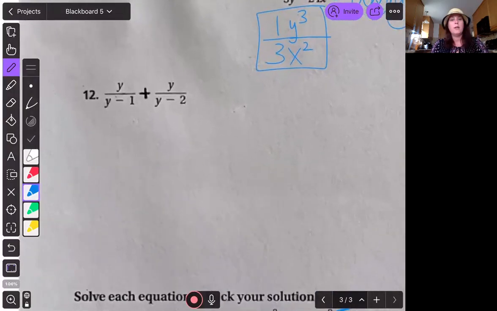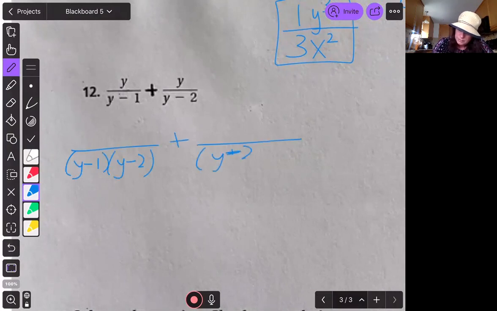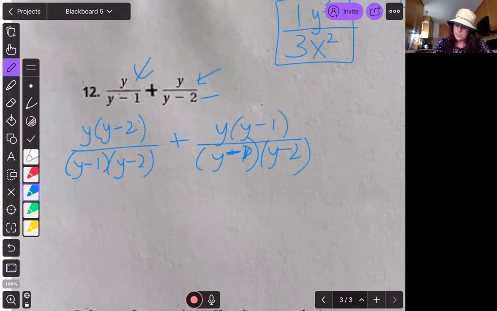Okay, so over here, we need a common denominator, and between these two, our common denominator needs a y minus 1 and a y minus 2. We need them both. If you look at the first fraction, it is missing the y minus 2, so we multiply top and bottom by y minus 2. And this one is missing the y minus 1, so we multiply top and bottom by y minus 1.